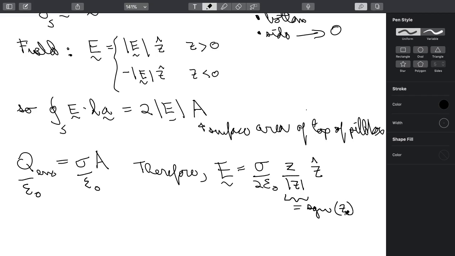Meaning, +1 if Z is greater than 0, -1 if Z is less than 0. Okay, so that's the notation. So does this look right to you, this result? Because, what about the Z dependence on this? How does it depend on Z?